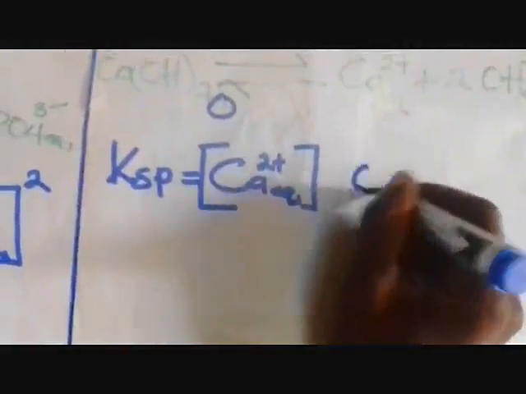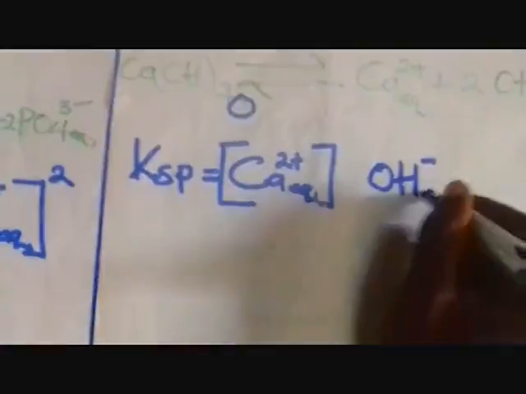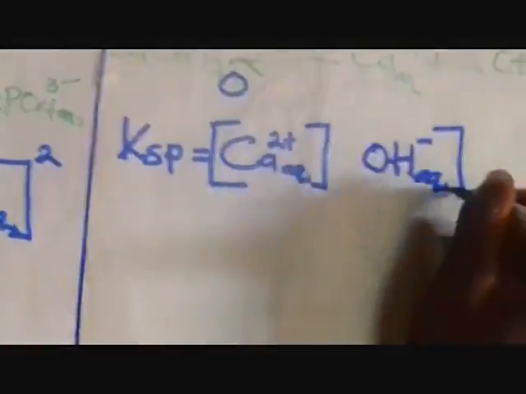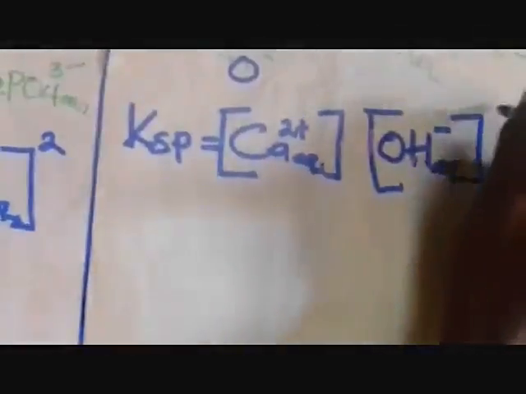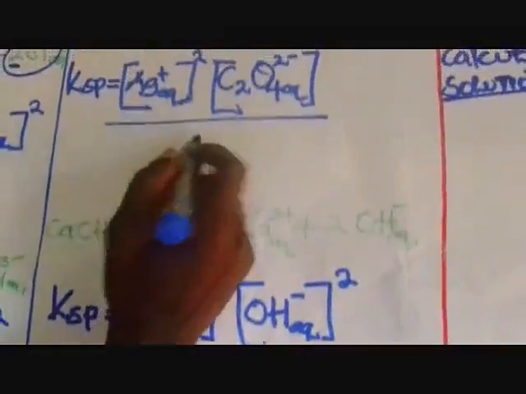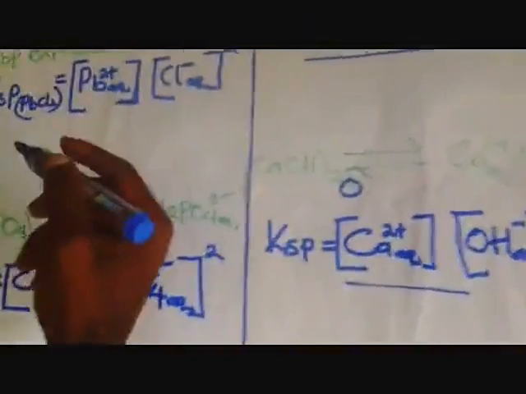Then times the concentration of hydroxide what? Ions. So hydroxide ions. But we are raising them to the power of what? Of 2. The water will be divided here. But now in our expression, we are ignoring the water.